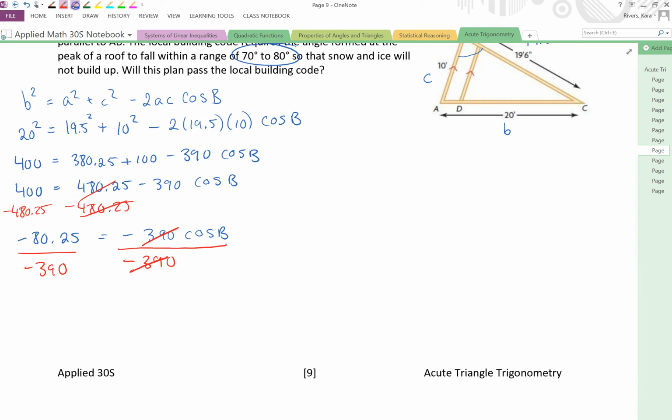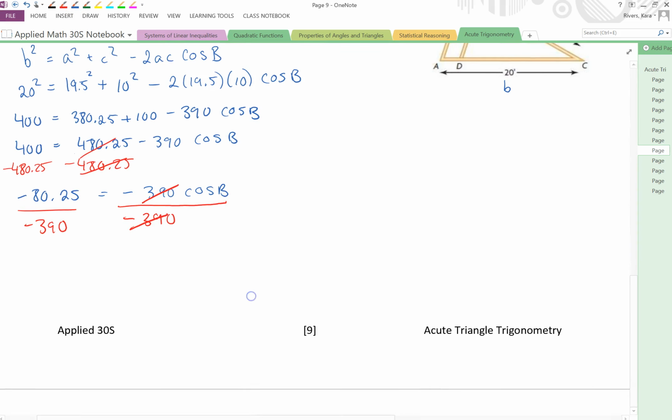Now, what am I left with? I'm left with, well, these negatives cancel each other out. So that's 80.25 over 390 is equal to cosine of angle B. Well, I don't want cosine of angle B, I want angle B. So how do I undo that? Well, I inverse cos it. So angle B is equal to cos minus 1 of all of that stuff.